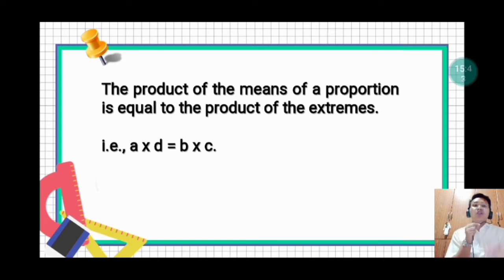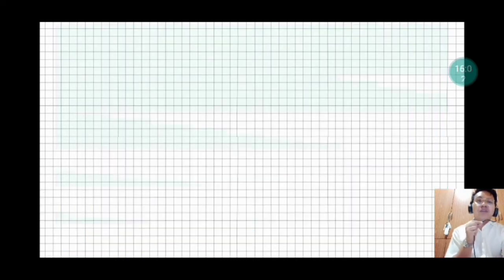Kapag minultiply mo itong extremes and both means, they would give you an answer. They would give you an equal answer. Okay? So, for better learning, I have here some examples.